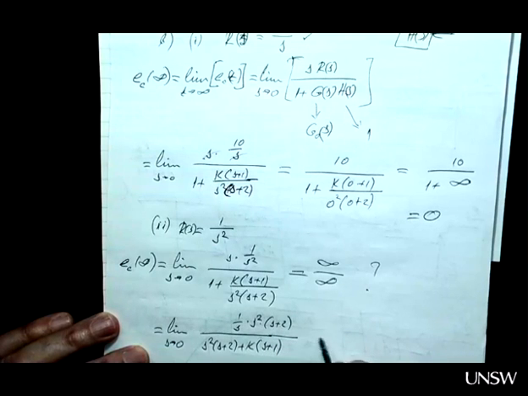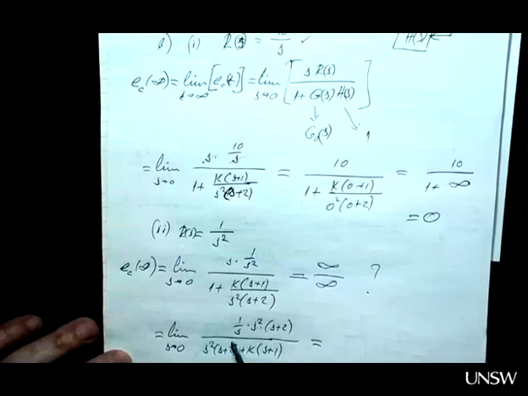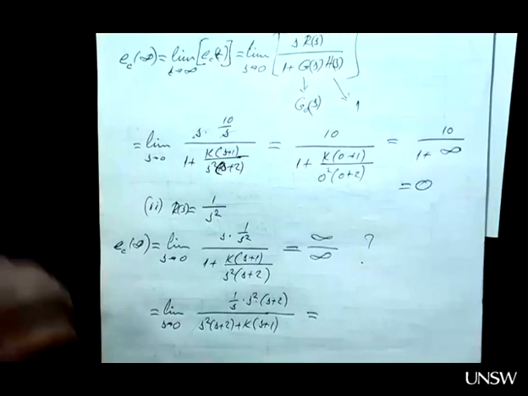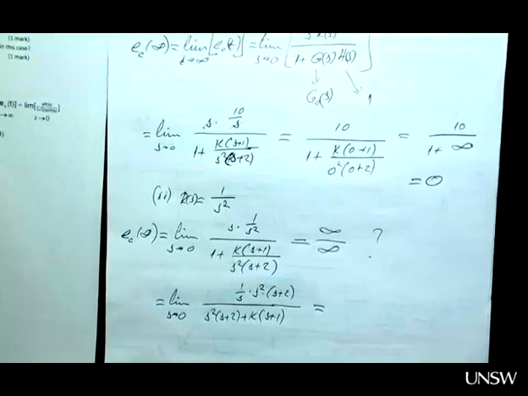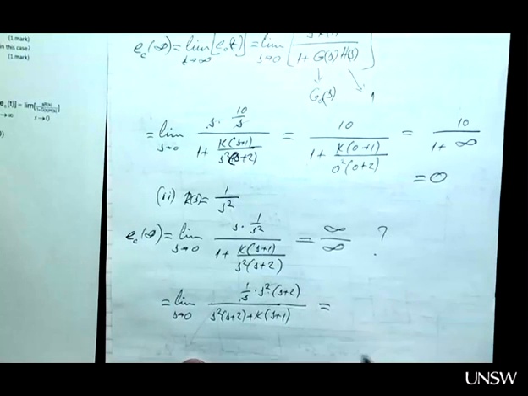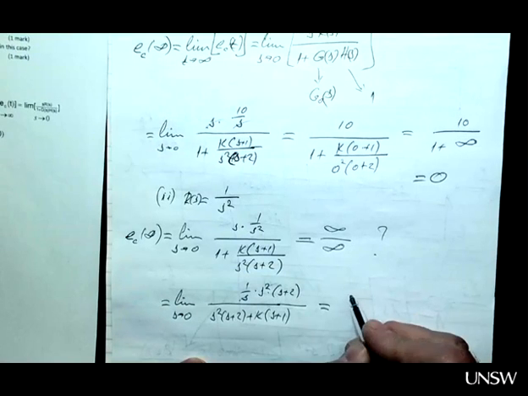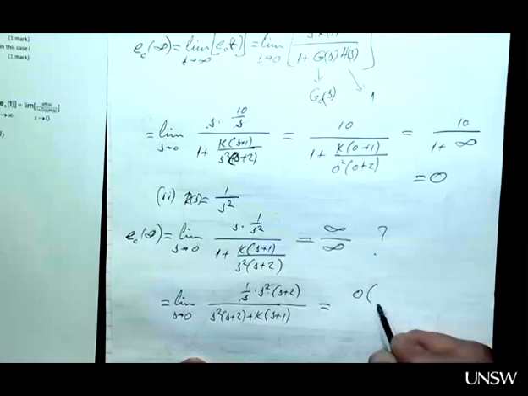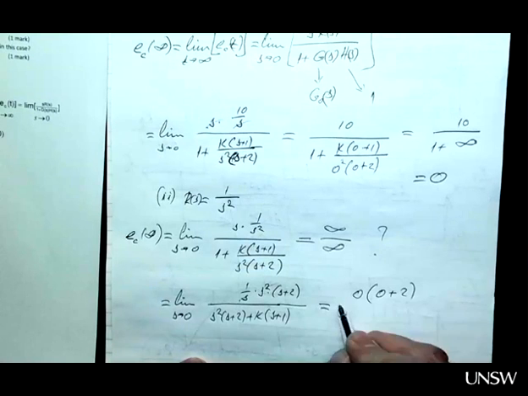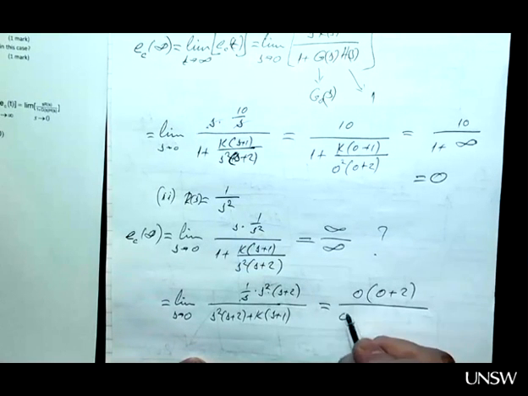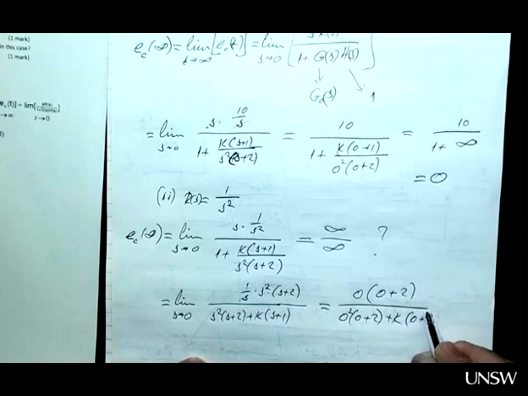Now, canceling this s and this squared will give us s, which is 0, multiplying 0 plus 2. Down here, let's write everything: 0 squared times (0 plus 2) plus K(0 plus 1). Which will give us 0 in the numerator and K in the denominator. But this is still equal to 0.